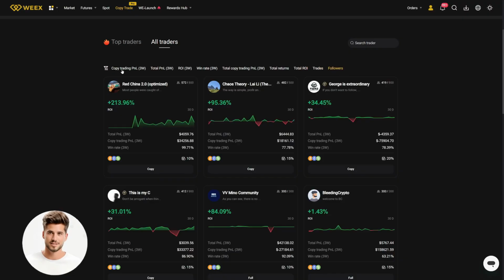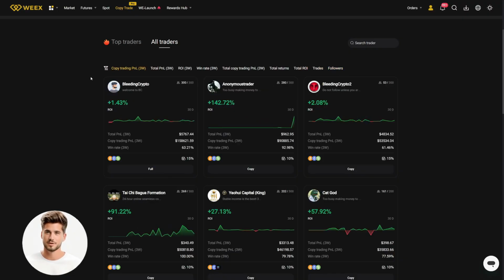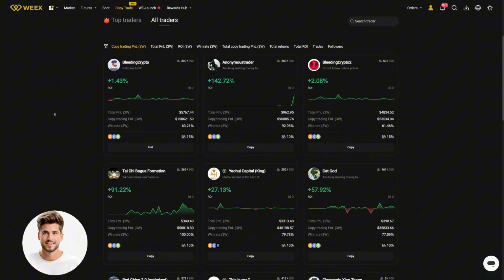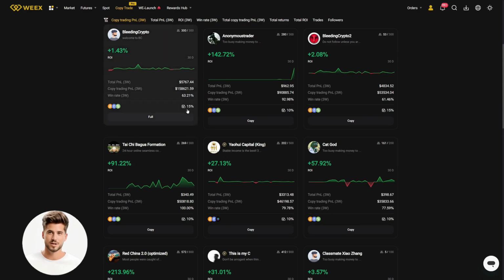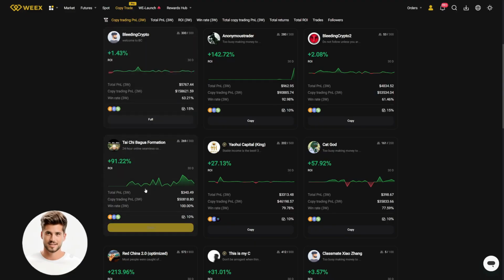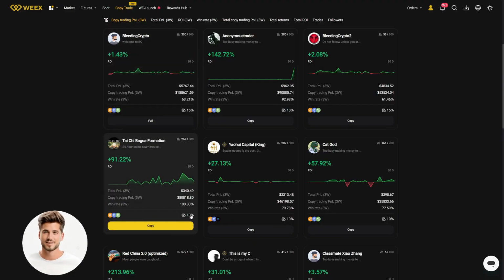Before we start copy trading, we must understand that there is a profit split. So every time this trader makes a profit for you, he will get between 10 or 15% of the profits. For example, this trader right here has a 15% profit split. The trader below has a 10% profit split. In this case, I will use this trader. He has overall a decent P&L. His copy traders also made a lot of money, and he is up 91%. Let's click on this and let's configure a copy trade on this.